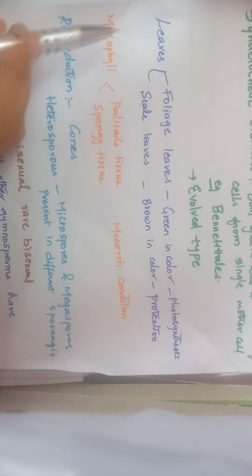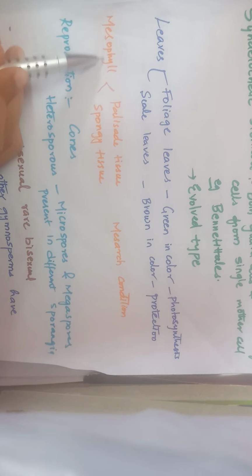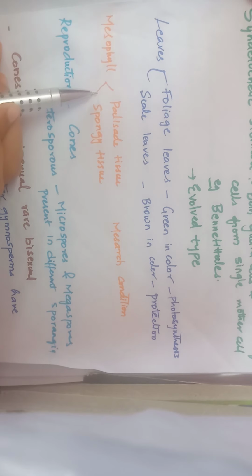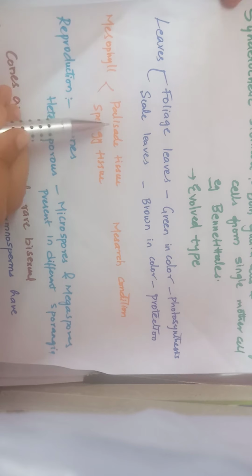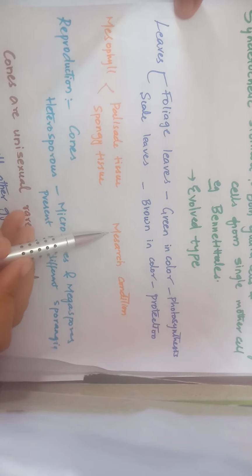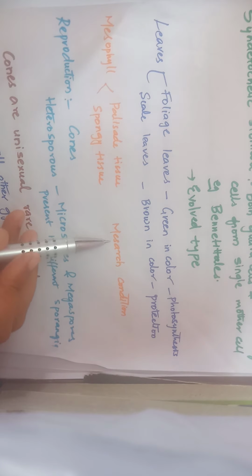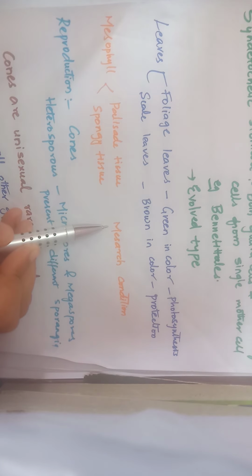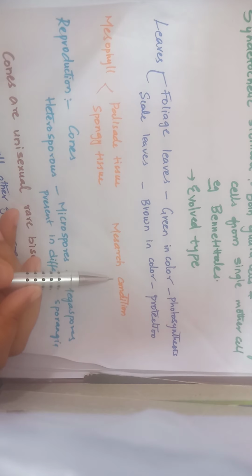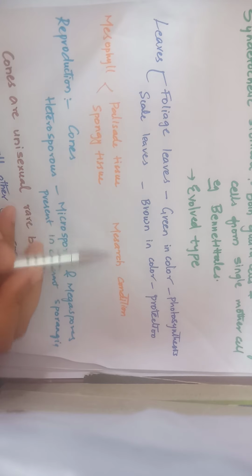Then coming to the mesophyll tissue. Mesophyll tissue is seen in the leaves. It is further divided into two tissues. What are those? That is the palisade tissue and the spongy tissue. Here, inside the vascular elements of the leaves, the Mesarch condition is seen. In the Mesarch condition, protoxylem is present towards the center. This condition is known as the Mesarch condition.